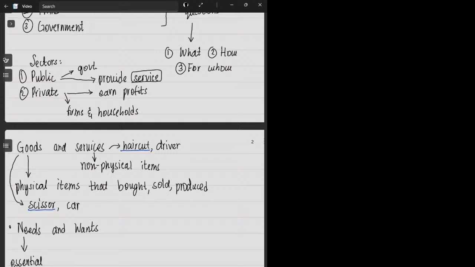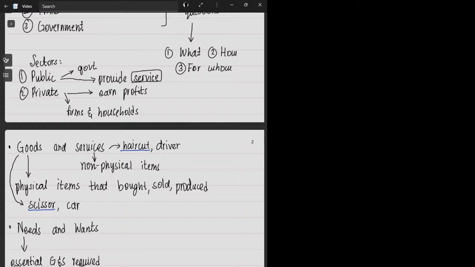Essential. I'll just write GNS: goods and services required. Now this is where the main part comes. Required for human survival. That means that if you do not get what you need, you will die. That's basically what it's saying in layman's terms. Survival.